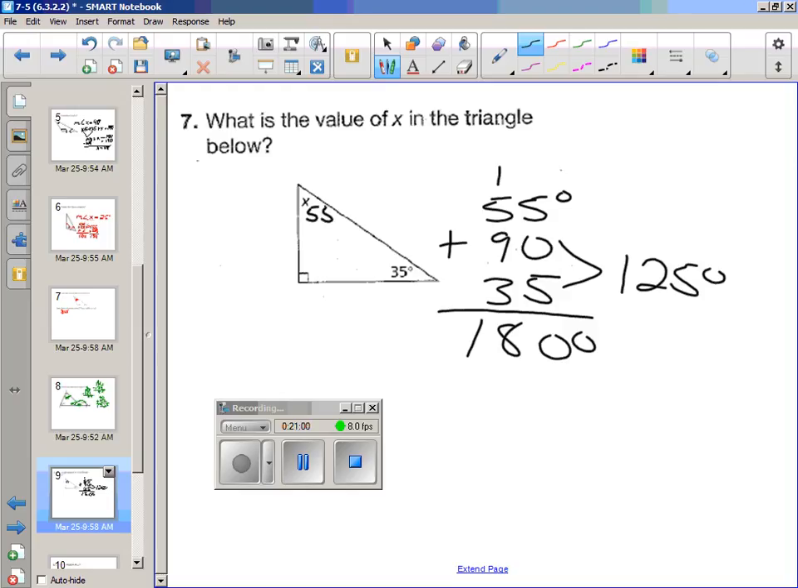What type of triangle is this? It's a right triangle. What else do we know about it? Acute. No, it's a right. But then according to its lengths of sides, what does it have to be? It has to be scalene. It is scalene. Okay.